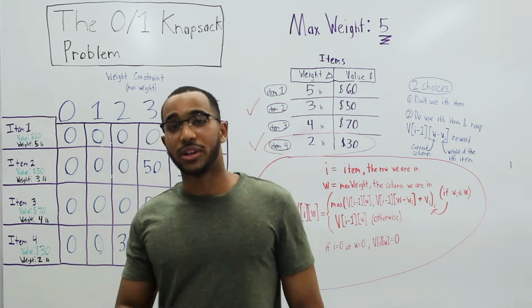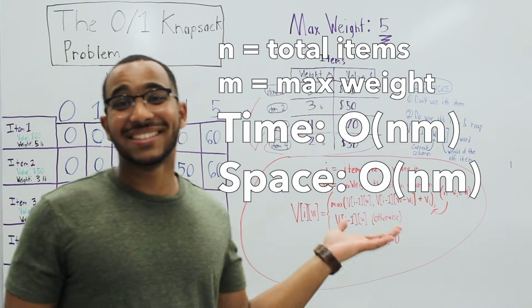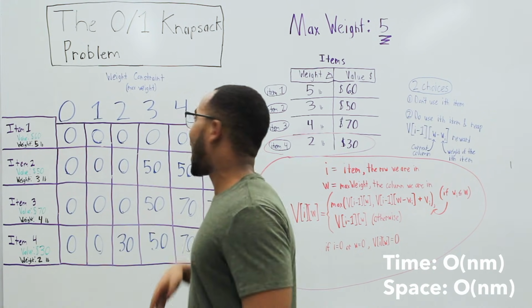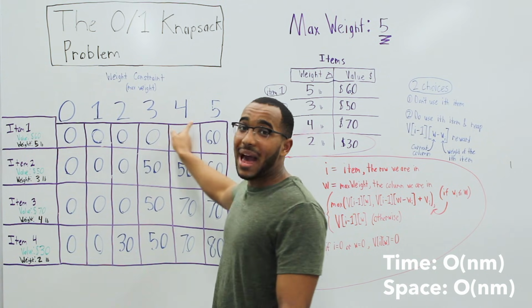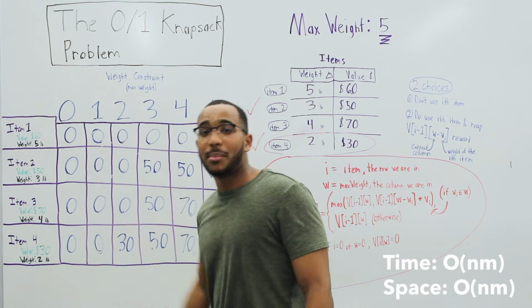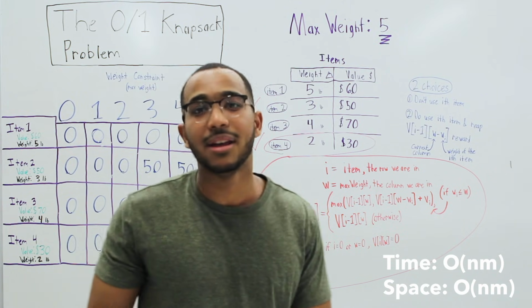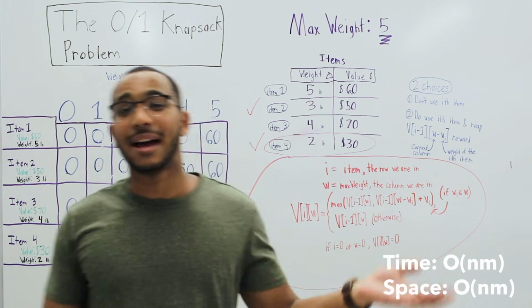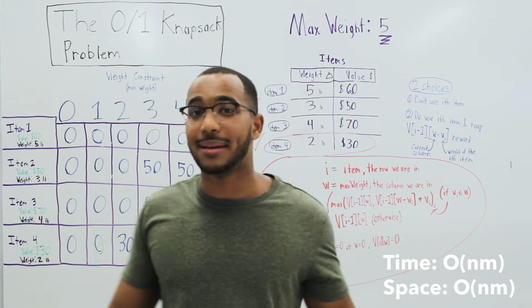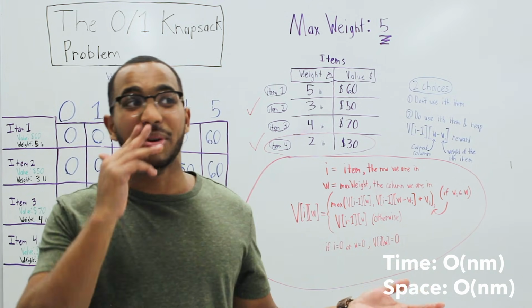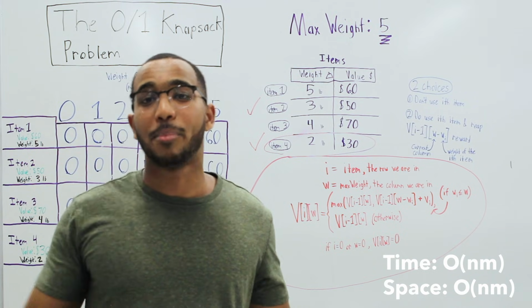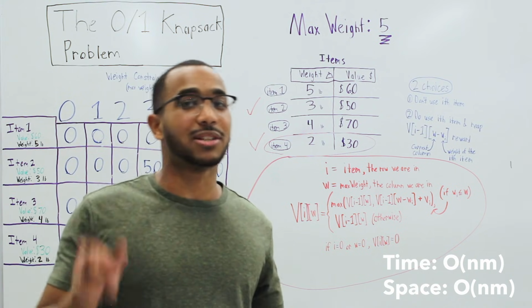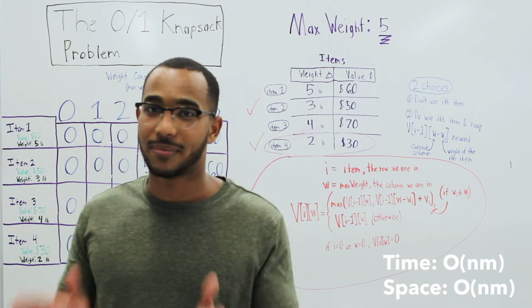Oh, and this is going to be big O of n times m time complexity and n times m space. If we call the number of items n and we call the max weight m, it would be n times m, because as you can see, we make an n times m matrix for space, and then we would have to solve n times m subproblems. So that's why our time complexity is n times m, space n times m. But we can make the space complexity better, but we'll leave that for another day.